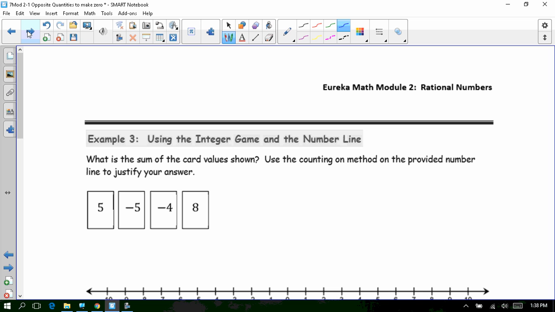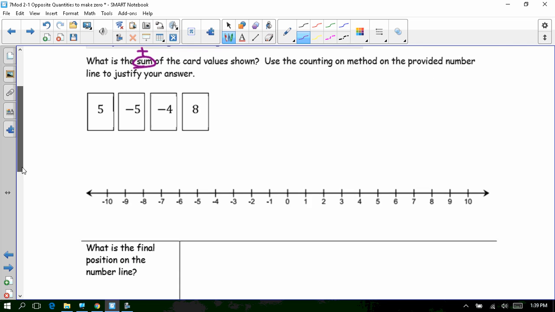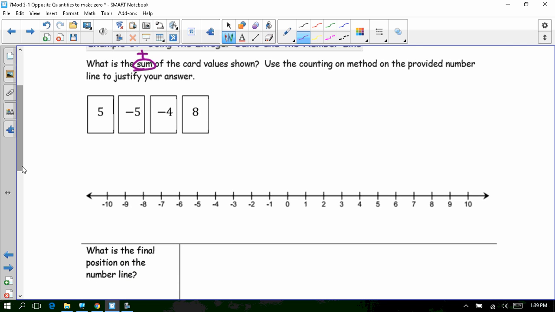All right, take a look at example 3 on page 9. What is the sum of the card values shown? So we've got these cards that we've been handed, right? And we have to figure out the sum. Sum, that tells me to add. I'm going to put a little plus sign. Okay, use the counting method provided on this number line. So what I'm going to do, according to what I told you to start with, I start at 0, right? This is where I'm going to start.